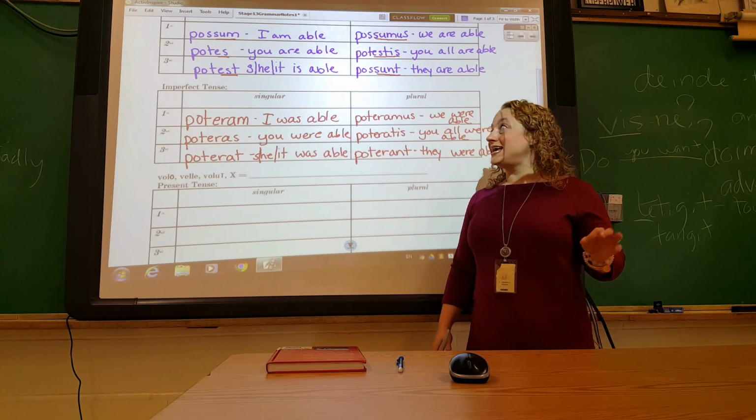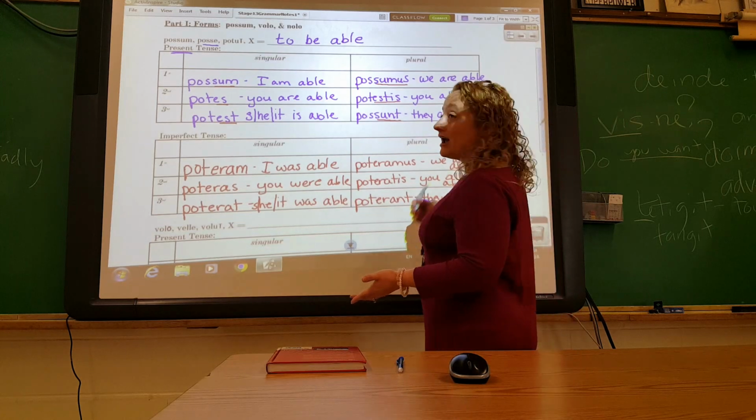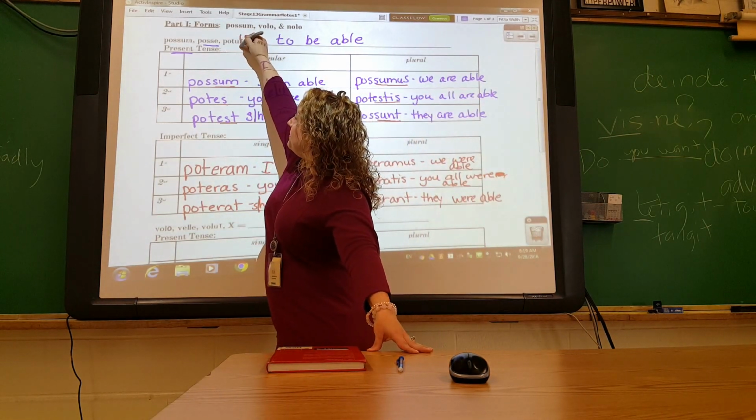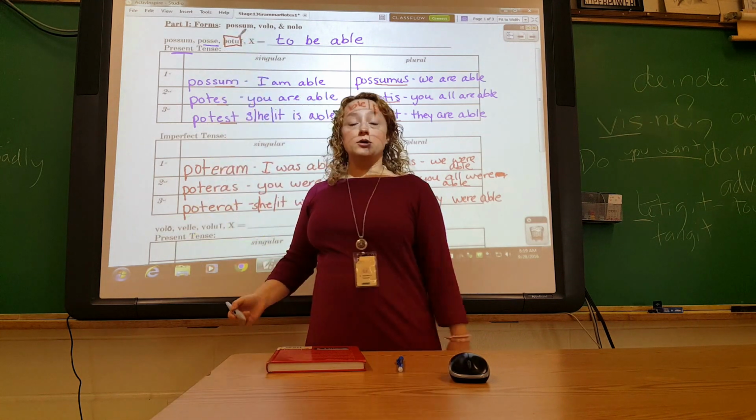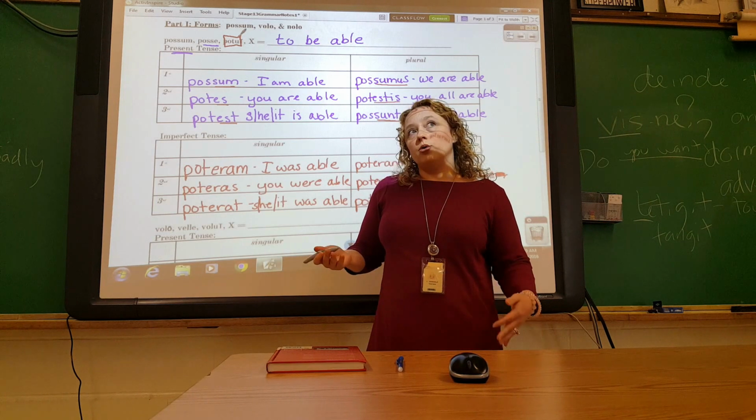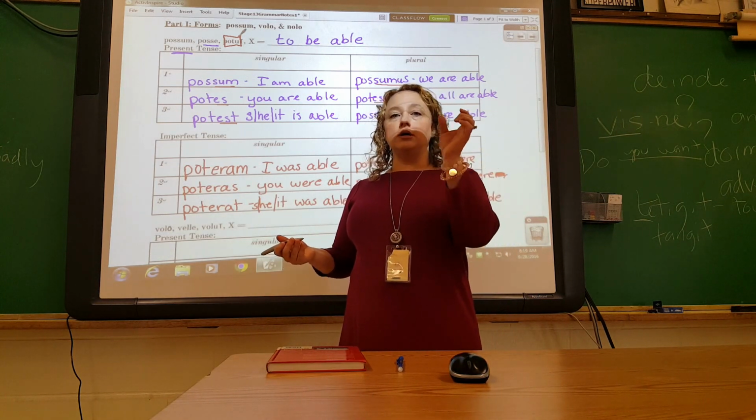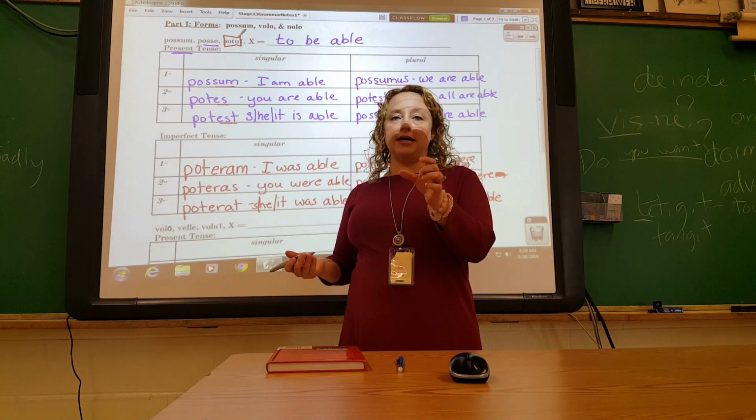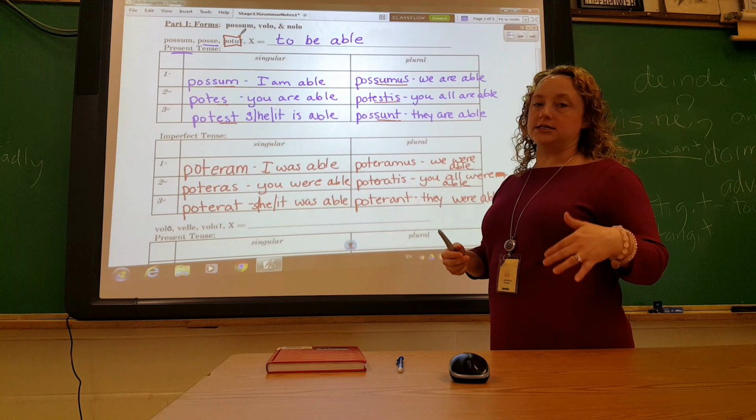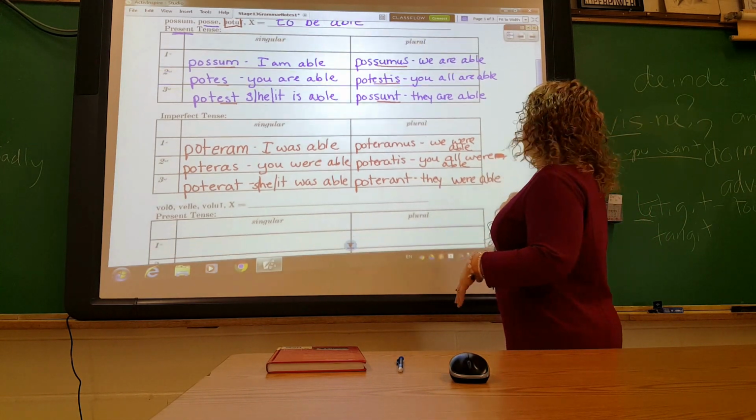The perfect tense is actually formed regularly. You go to the third principal part, you drop the I. Potu is your perfect tense. And then you add the perfect endings. So you're going to have to be able to recognize that potu and then the perfect ending as being a perfect tense word and translate it as has been able, have been able, etc.